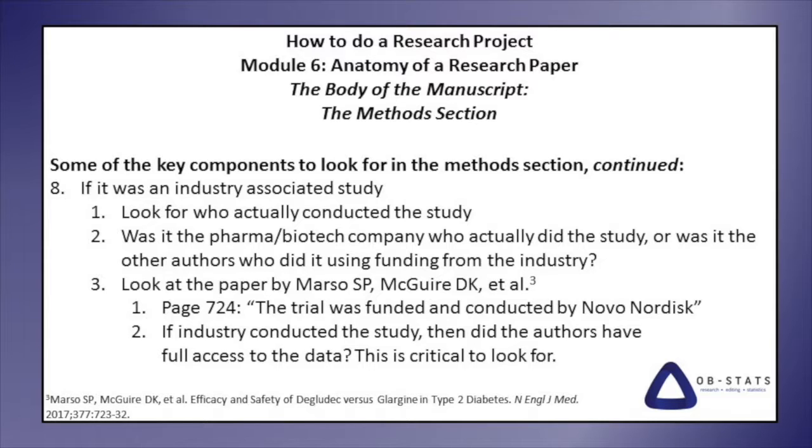Look at the paper by Marceau and Maguire et al. Taken from their study entitled Efficacy and Safety of Degludec versus Glargine in Type 2 Diabetes, we see the notation on page 724, quote, "The trial was funded and conducted by Novo Nordisk," end quote. If industry conducted the study, then did the authors have full access to the data? This is critical to look for.